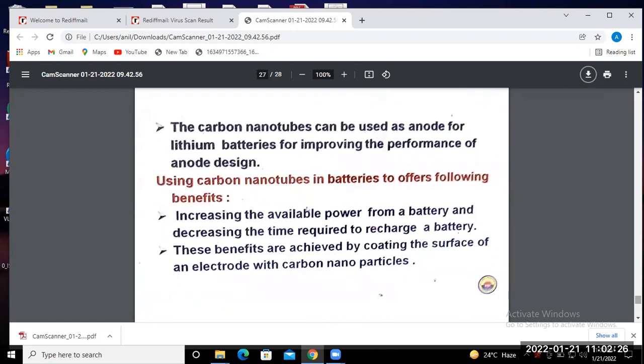The carbon nanotubes can be used as the anode for the lithium battery for improving the performance of the anode design. Using carbon nanotubes in a battery offers the following benefits: increasing the available power from a battery and decreasing the time required to recharge a battery. These benefits are achieved by coating the surface of the electrodes with carbon nanoparticles.